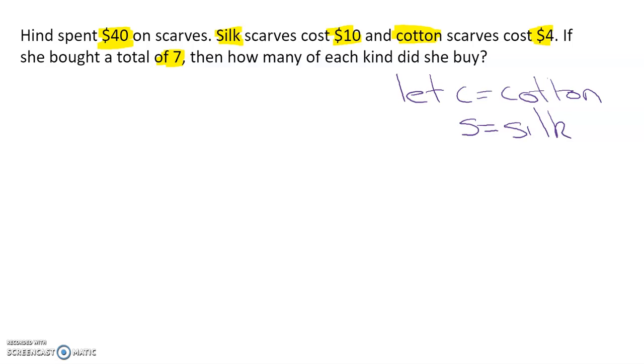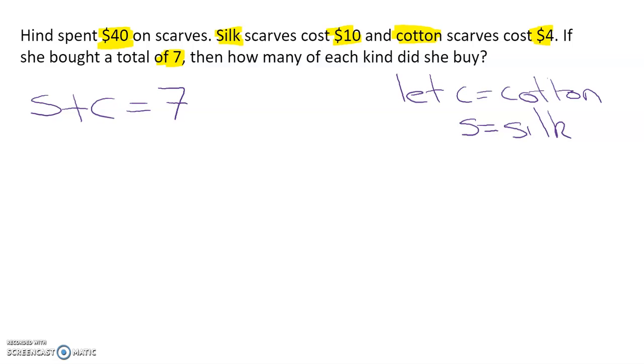So now I need to set up some equations. I've got one relating how many I have, so my silk scarves plus my cotton scarves total to 7 scarves. So that's my first equation.